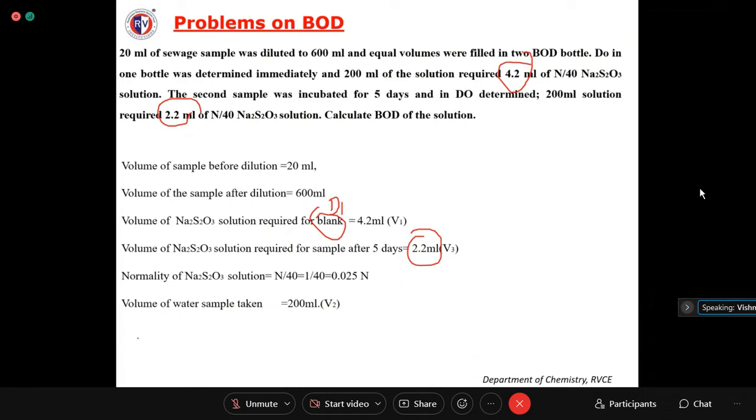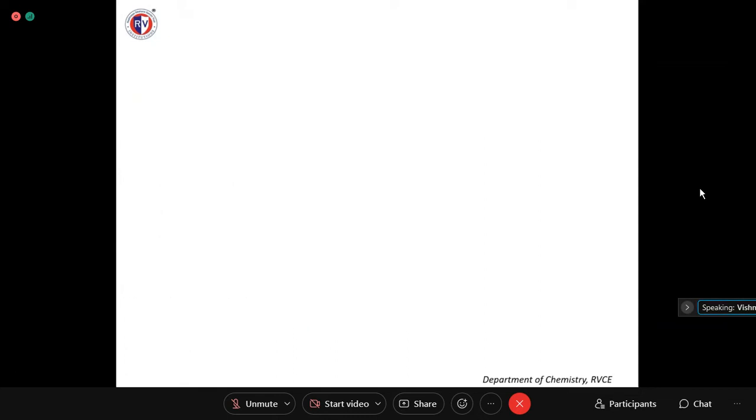Then what is the volume of water sample taken for titration? For titration, that is 200. You can see here I have mentioned, here also, here also. Look at the problem. 200 ml of sample was taken for titration. Correct. These data are very important. Keep this data with you. Then step 1.